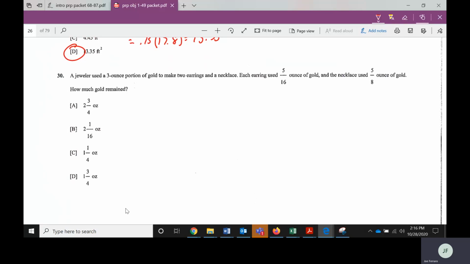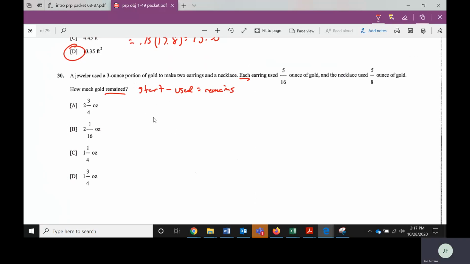Number 30, a jeweler used a 3-ounce portion of gold to make 2 earrings and a necklace. Each earring used 5/16 ounce of gold, and the necklace used 5/8 ounce of gold. How much gold remained? So key here is you started out with 3, you use some, and that's how much remains. So what we're doing in words here is we have what we start out with. We're going to subtract what we use, and that's going to give us what remains.